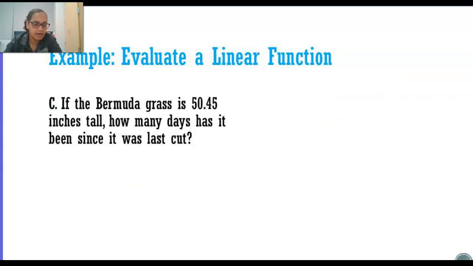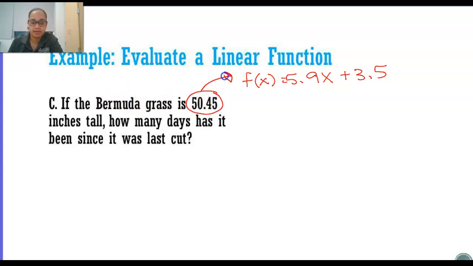So here's the last part. If the Bermuda grass is 50.45 inches tall, how many days has it been since it was last cut? Let's recall our equation for the Bermuda grass growth: 5.9x plus 3.5. Right now, the Bermuda grass is 50.45 inches tall, so what they gave us here is basically the f of x. That was given to us, and we have to solve for x. So 50.45 equals 5.9x plus 3.5. Let's go ahead and solve. Subtract 3.5 from both sides.